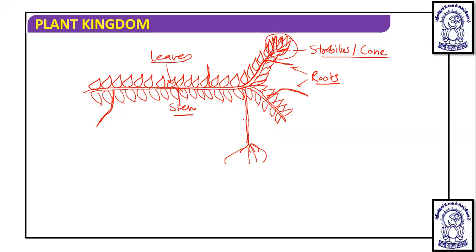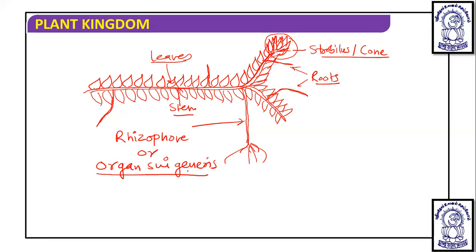rhizophore or organ sui generis. Now, rhizophore or organ sui generis is not clearly having the structure of a root or stem, because of that we call it organ sui generis. Okay, so this is the thing.